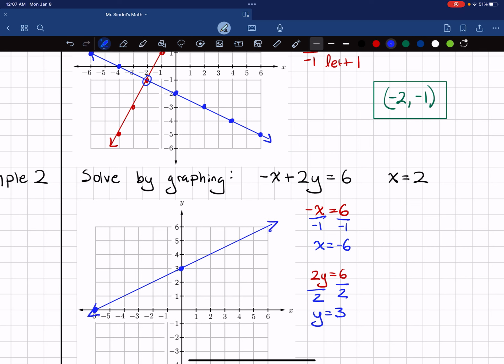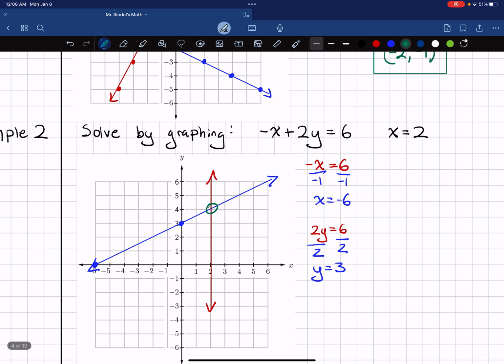And finally, I have x is equal to 2. Okay, so x is equal to 2 means all the x-coordinates are 2. So the x-coordinate of 2, x-coordinate of 2, and so on. That's a vertical line, which means I have a line that goes like this. Those clearly intersect at that point, which is (2, 4). So the answer here is (2, 4) in parentheses, and I'll box my answer.